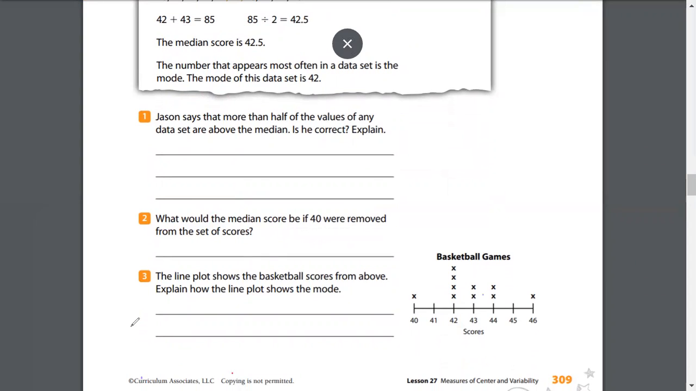All right. Go ahead, Ms. Petty. What would the median score be if 40 were removed from the set of scores? So that's number 2, you didn't do number 1. Jason says that more than half of the values of any data set are above the median. Is he correct? Explain. So the first thing you have to do is go what? You already know the median is 42.5. Now go back to the data.